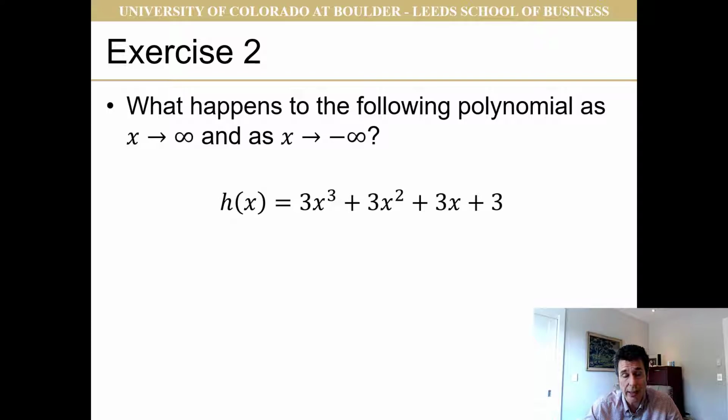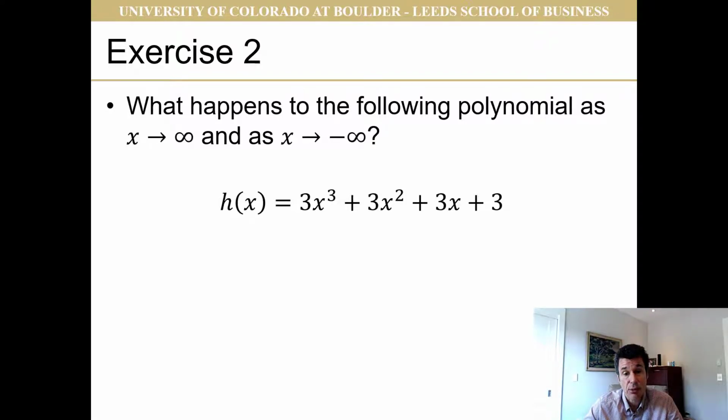And the point is, the leading term is all that matters because once x gets really big, then 3x cubed is much, much bigger than 3x squared or 3x or 3. So all we care about is that 3x cubed. So we look at when x is really, really big and positive, well, 3x cubed is going to be really, really big and positive. So as x gets really big and positive, h of x gets really big and positive.